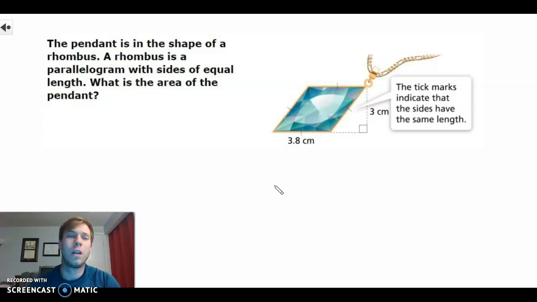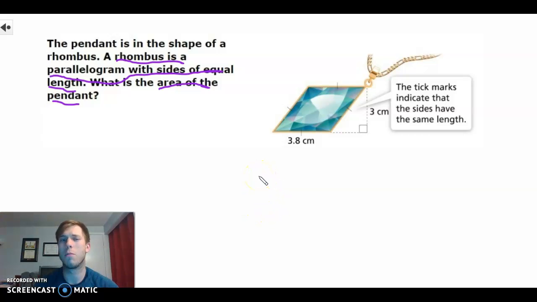All right? And that's exactly what this next sentence is. So the pendant is in the shape of a rhombus. A rhombus is a parallelogram, with sides of equal length, or that are congruent. We want to know what the area is of the pendant. Well, in order to figure out the area of the pendant, you have to come up with the formula for area of a rhombus. If you read this first part, it says a rhombus is a parallelogram. Well, since a rhombus is a parallelogram, then we're going to use the same exact formula for a parallelogram.